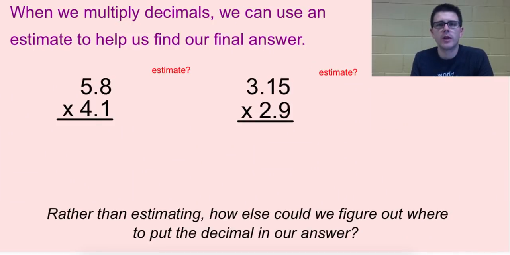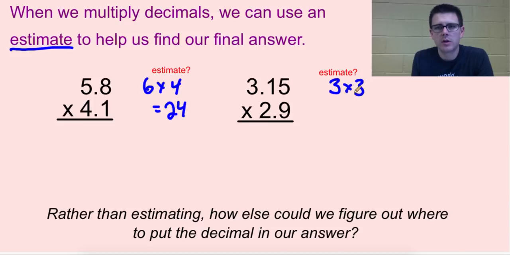So first off with decimal multiplication, it's always good to do a quick estimate. It's going to help us when it comes time to placing that decimal point in our answer. So here I want to do 5.8 times 4.1. So kind of round off each number. 5.8, that's about 6. 4.1 is about 4. So I'm going to expect an answer somewhere around 24. Over here, 3.15, well, that's about 3. 2.9, well, that's almost 3. 3 times 3, so we're going to expect an answer somewhere in the range of 9. That's going to help us when it comes time to placing that decimal point.